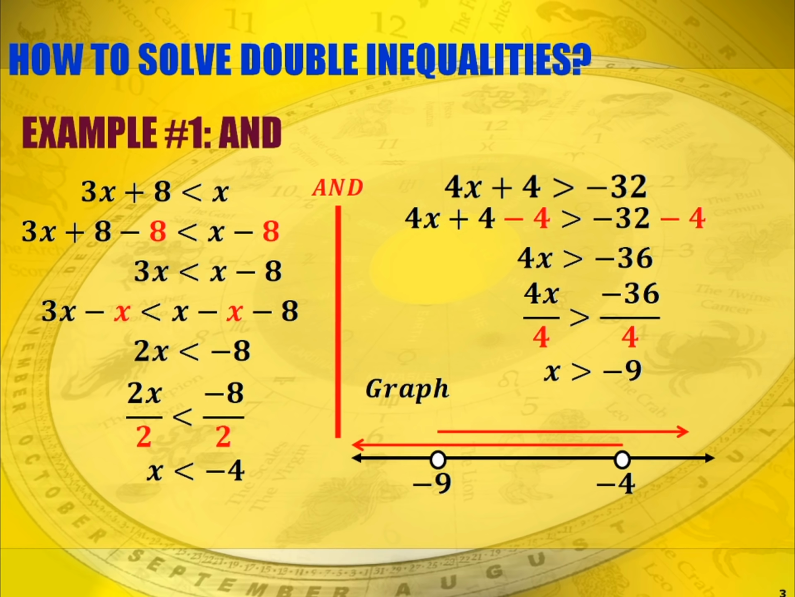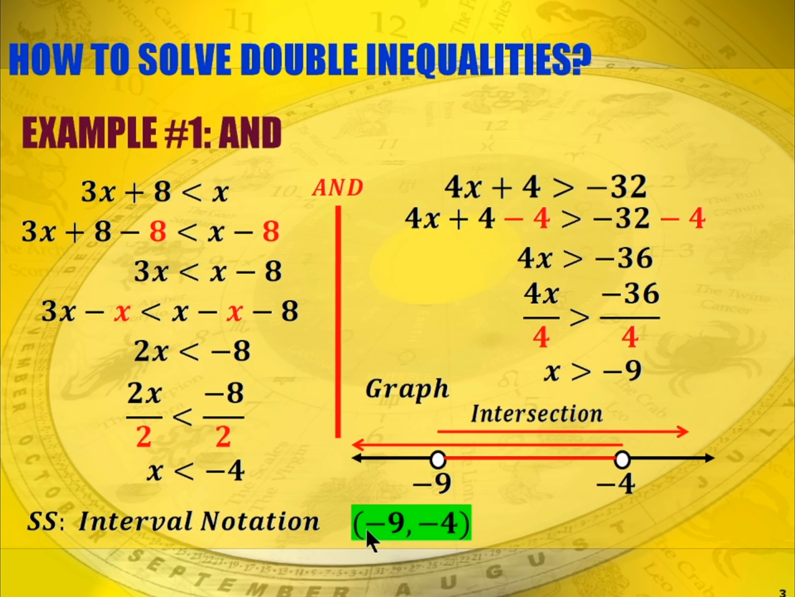Since we're using and, we will get the intersection. So what's the intersection? The intersection would be this one, from negative 9 to negative 4 exclusive. So negative 9 is not included and negative 4 is not included. For interval notation, we have this solution set, from negative 9 to negative 4. We're using the parentheses, the open and close parentheses, so negative 9 and negative 4 are not included. Alright?